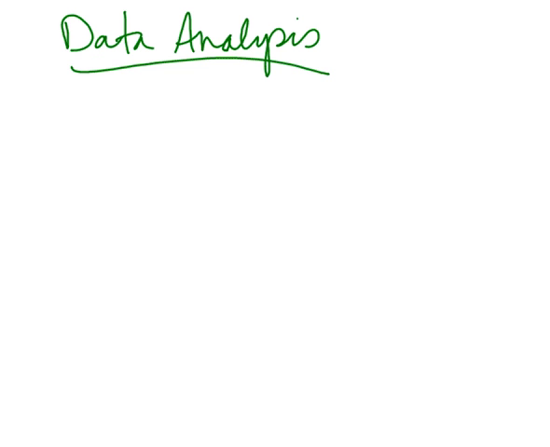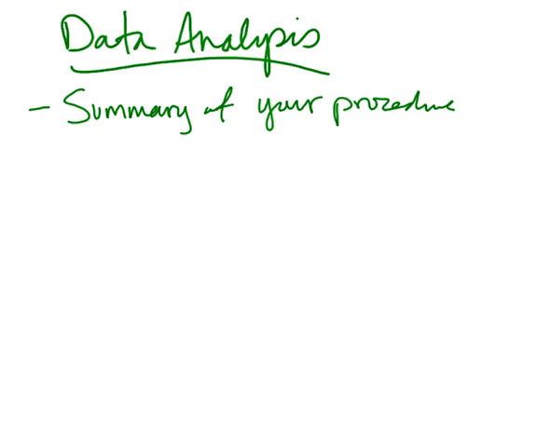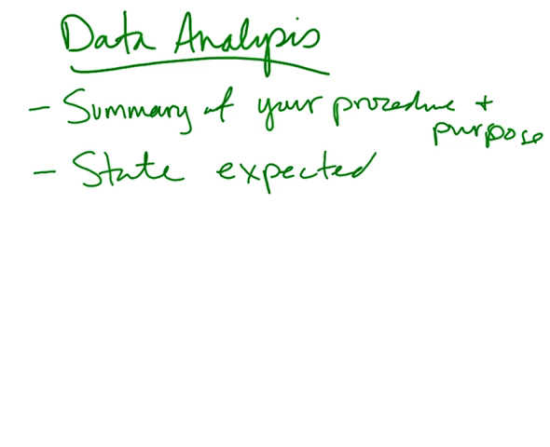Okay. There needs to be pretty much a summary of your procedure and purpose for the lab. Why did you do it, and how did you do it? That's one, maybe two sentences. You'll then state the expected results. This is pretty much like you stating your hypothesis. This is what is expected to happen in this lab.